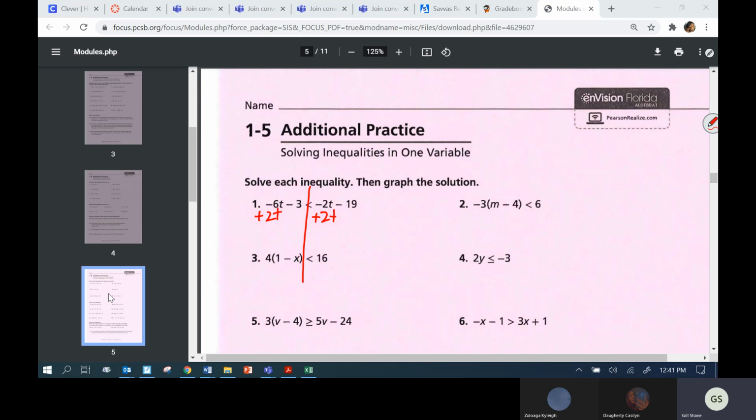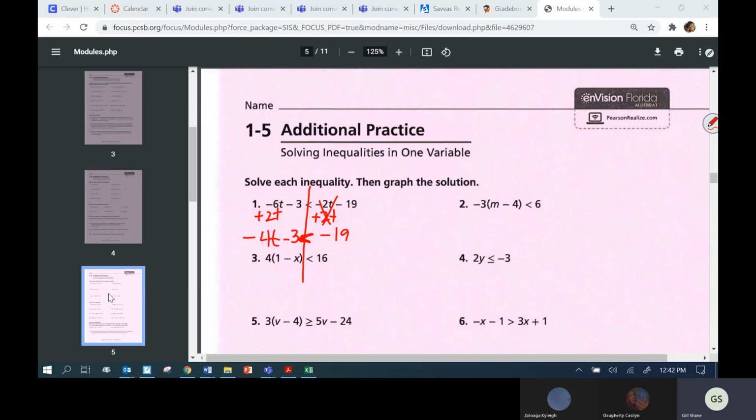So I'd add 2t to both sides. That's not plus 2, plus. That's 2t and 2t. Well, that would give me negative 4t over here. Subtract 3. That goes away. I just have negative 19. Oh, but boy, it's not equal. It's less than. So that left side is less than the right side.